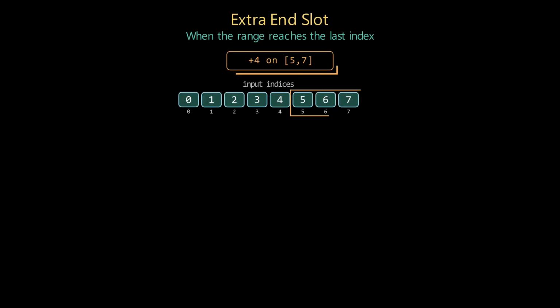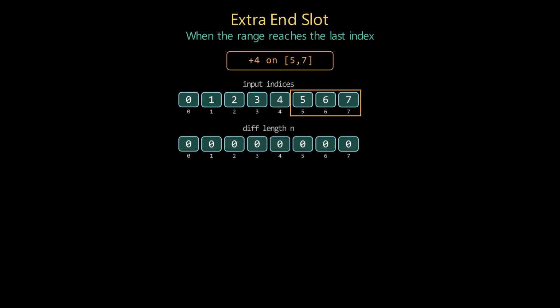One small edge case happens when a range reaches the last index. Here we add 4 on indices 5 through 7. The start marker is normal, diff[5] += 4. The stop marker should go at R plus 1, which is index 8.